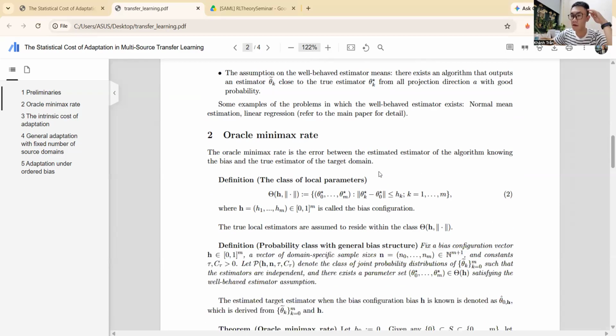The next thing is the oracle minimax rate. The oracle here means that we have access to the bias. In general, the biases between the domains are unknown, and the oracle minimax rate is the one that has access to the bias.